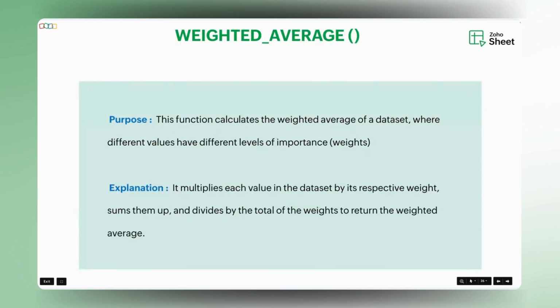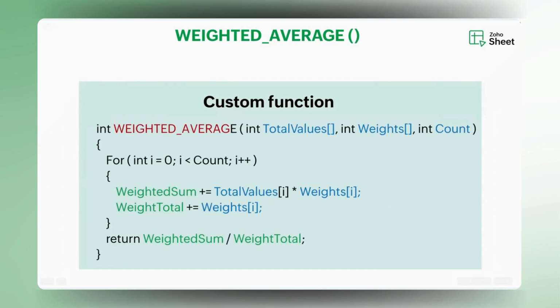So here is the code. So it has values range. This is the range of values that you want to average. Next up, you have the weight range. That would be the range of corresponding weights that indicate the importance of each value. This function is useful when analyzing datasets where some data points have more significance than others. For example, sales data with varying quantities or employee performance metrics with varying evaluations.